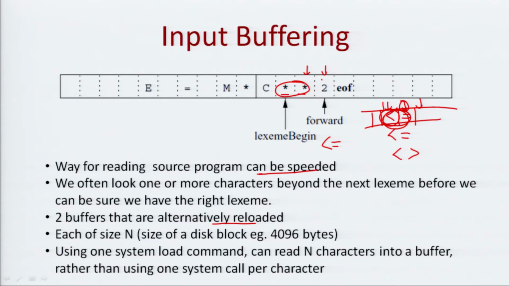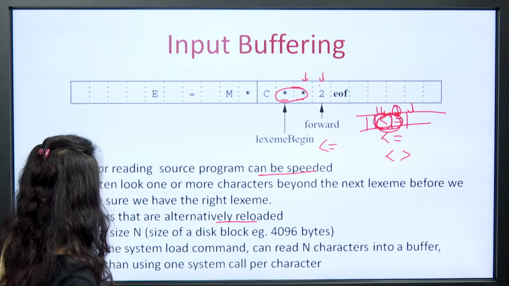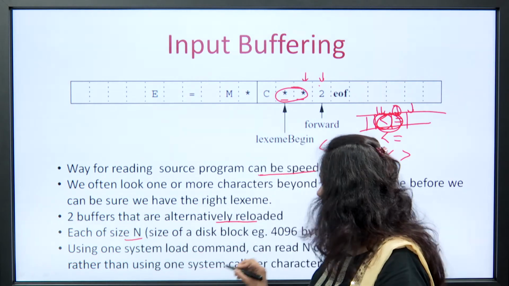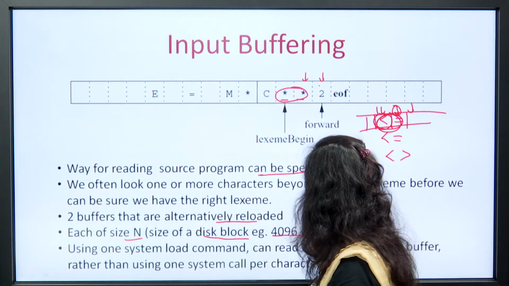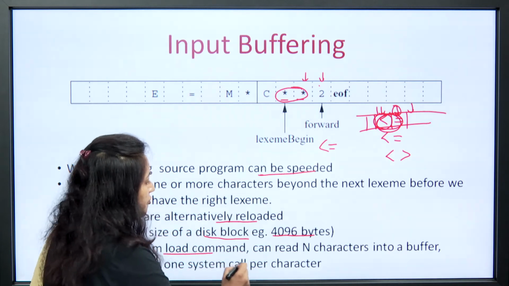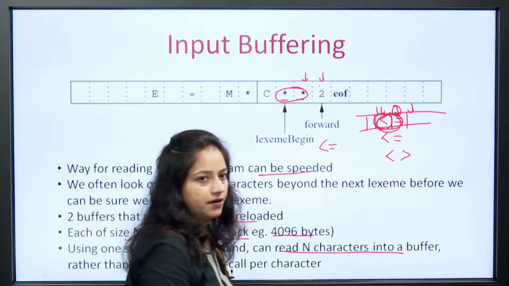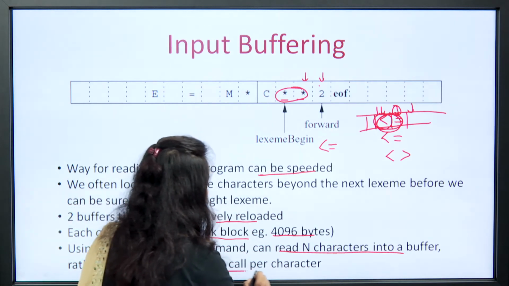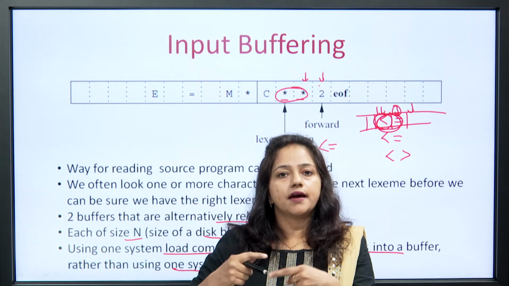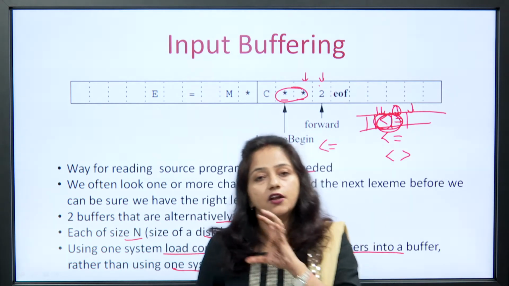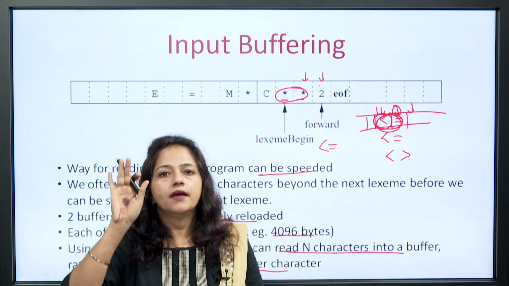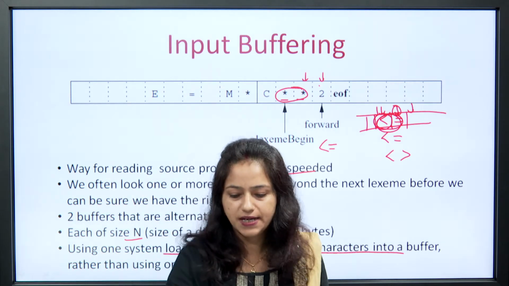So, once we are at the end of this buffer, the second buffer will be loaded. Here the two buffers are each of size n, which is the disk block size, for example 4096 bytes. Using one system read command, we can read n characters into the buffer rather than using one system call per character. So here we are not loading character by character with one system call; rather, we load n characters into the first buffer, and once we are at the end of the buffer, we load the content of the second buffer. This will speed up our task.